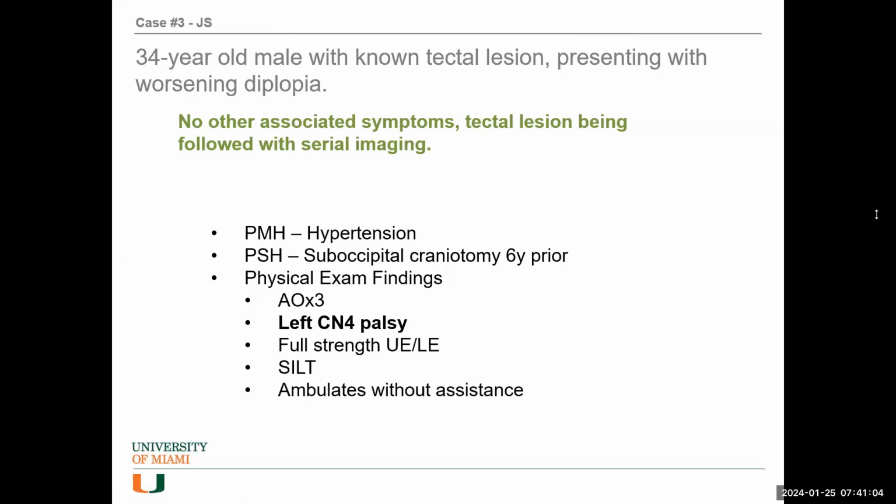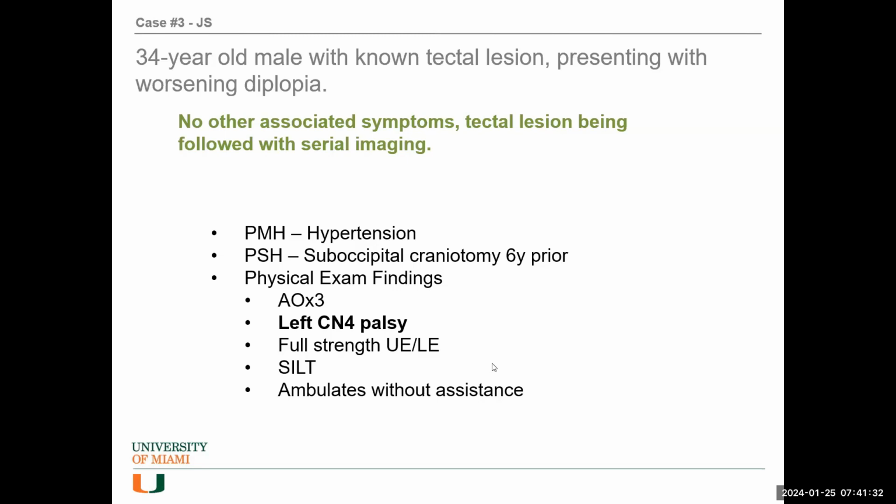So this gentleman basically has worsening diplopia. He had a tectal lesion being followed with serial imaging, so we know that it's there. And he had a prior fourth ventricular cavernoma. Dr. Morkos had done a suboccipital craniotomy 6 years prior. That was also being followed as well. Essentially intact besides a left cranial nerve 4 palsy, which has also been worsening.